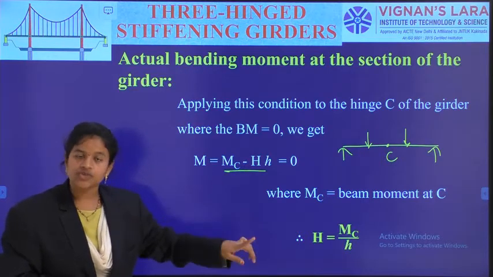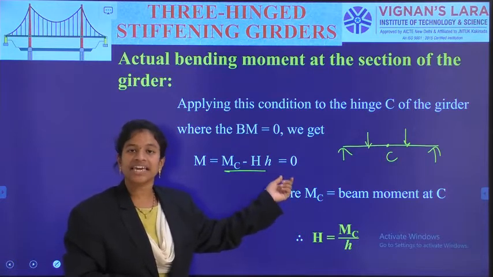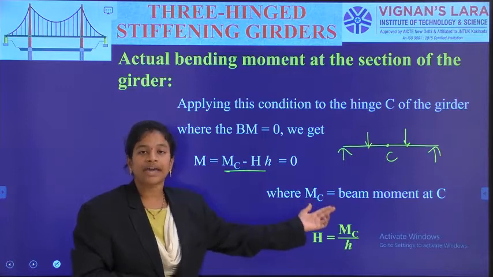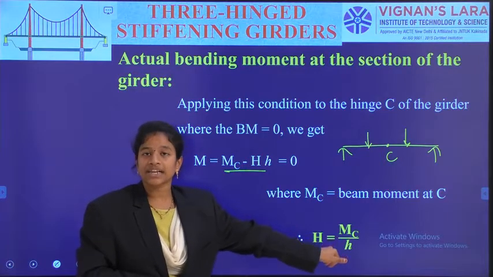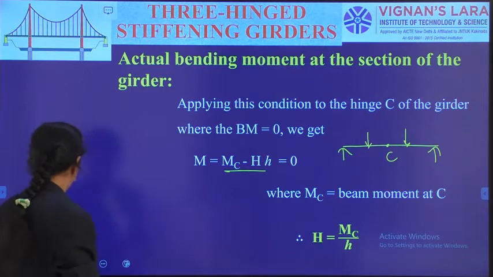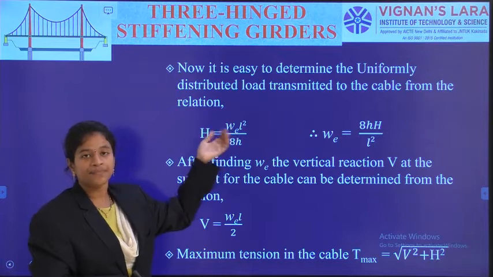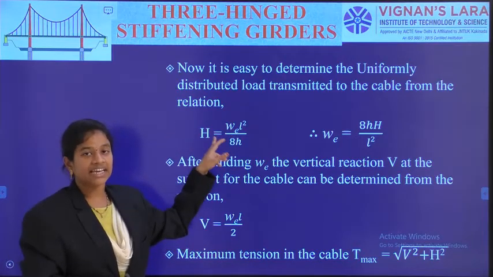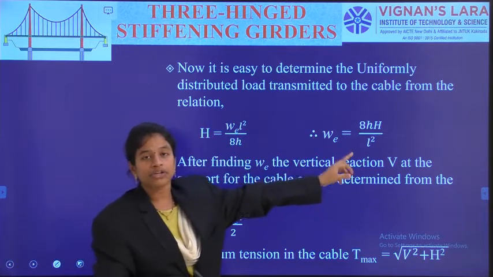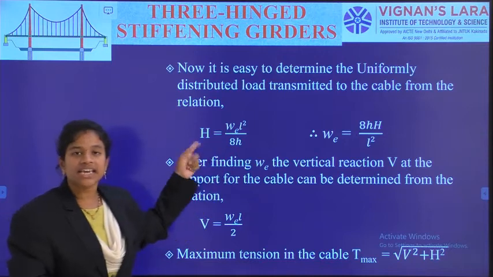But in the actual case, the bending moment in the girder at C is 0 because there is a hinge. That's why we get the final output as capital H equal to MC by h. So capital H, the horizontal component of reaction, is equal to MC by h. Then using that H, with the basic formula for UDL, H is equal to WE L square by 8h. In this way, I can calculate WE, the UDL acting on the cable which is causing this H.